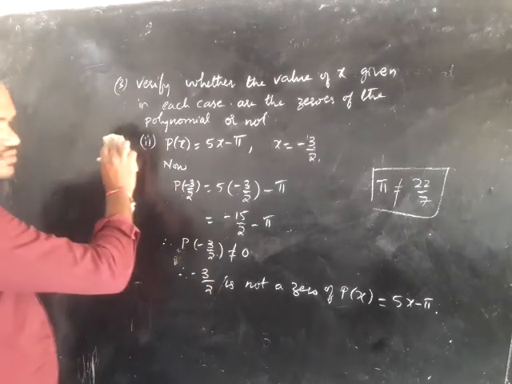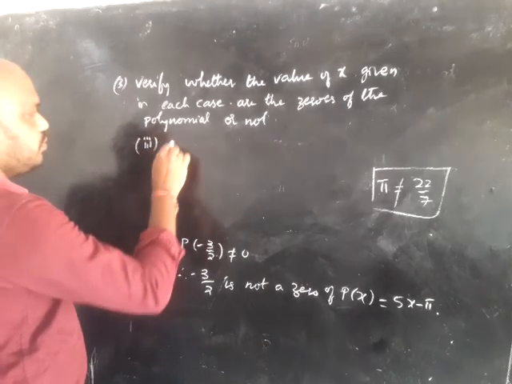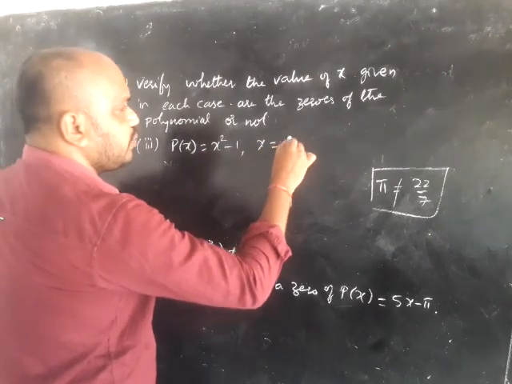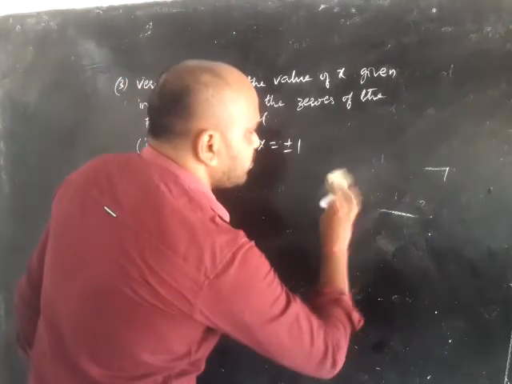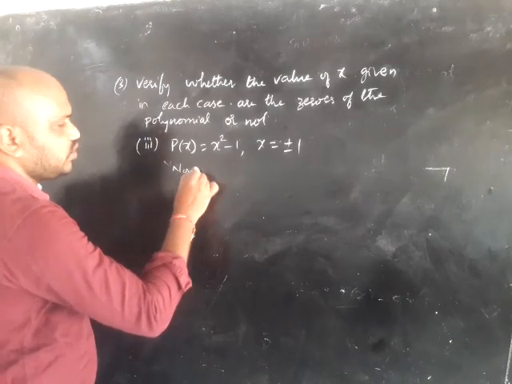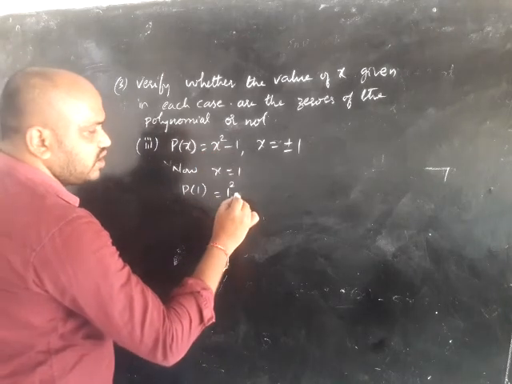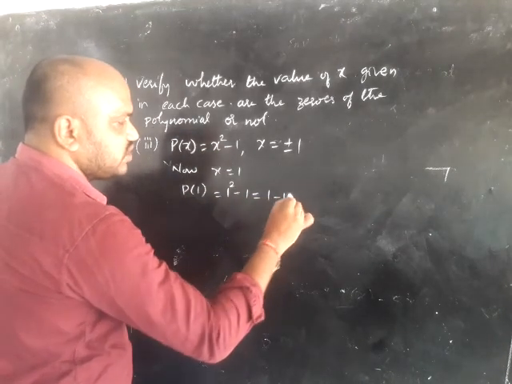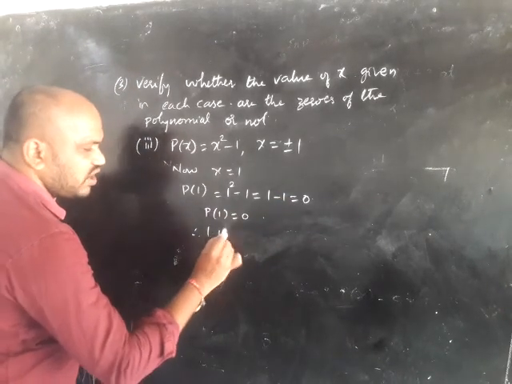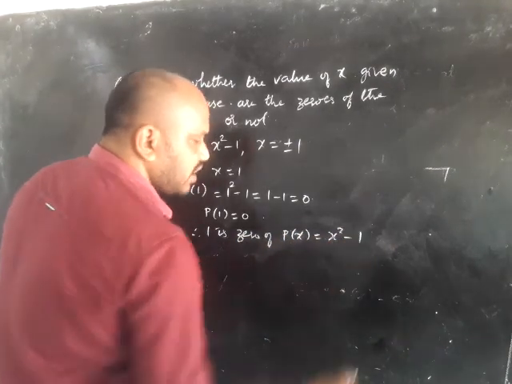Now the third question, p of x is equal to x square minus 1 and x is equal to plus or minus 1. Now once we have to take x as plus 1, x as minus 1. See here, now take x is equal to plus 1, then the polynomial in place of x replace with 1, 1 square minus 1, 1 square is 1 minus 1, that is 0. So we got p of 1 is equal to 0, therefore 1 is 0 of p of x is equal to x square minus 1.